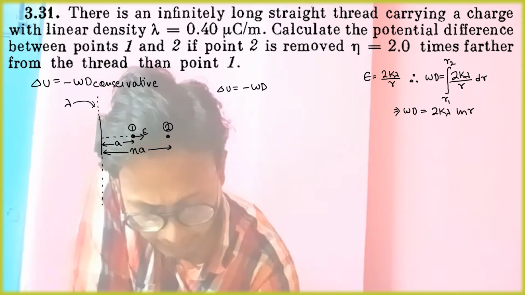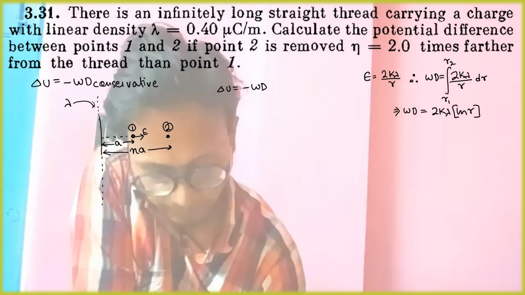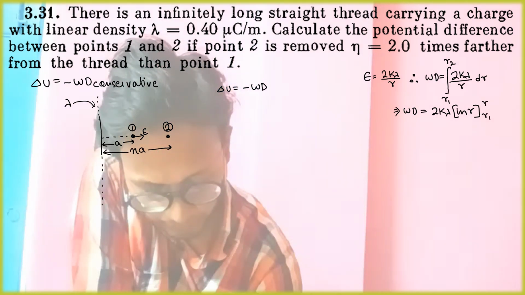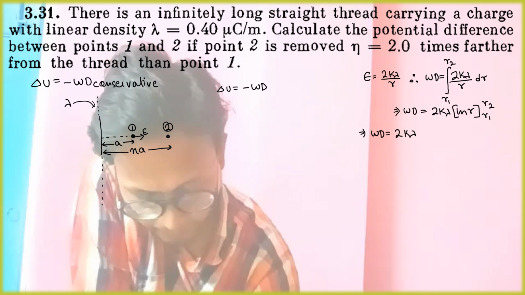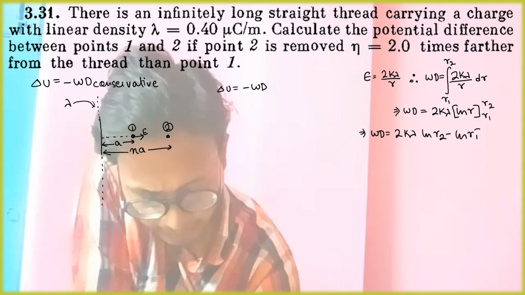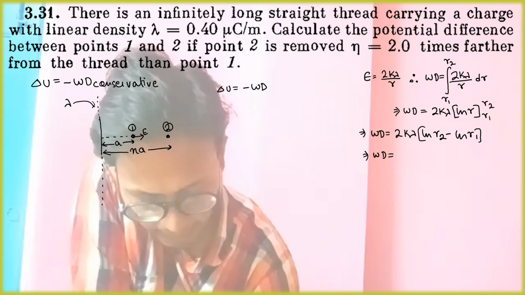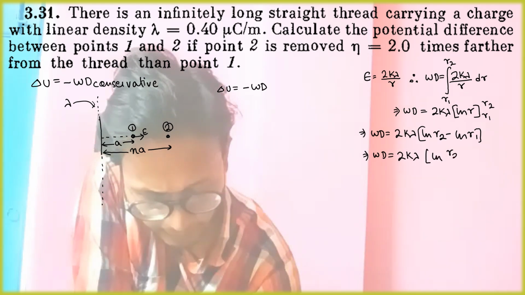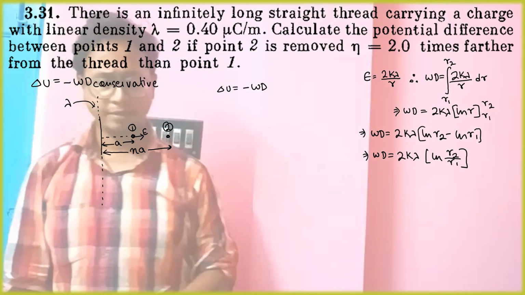1 by r dr is nothing but ln r, or log base e of r, from r1 to r2. This can be written as work done equals 2k lambda into (ln r2 minus ln r1), isn't it? And ln r2 minus ln r1 can be written as 2k lambda ln (r2 by r1), isn't it? Fair and fine.